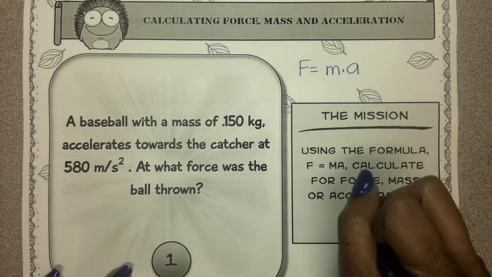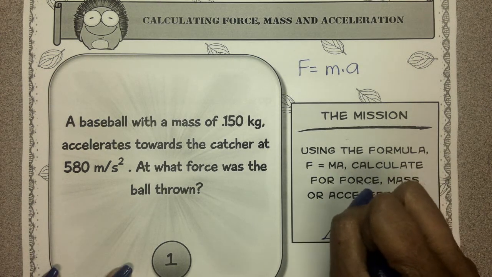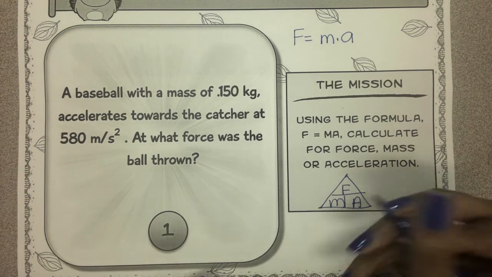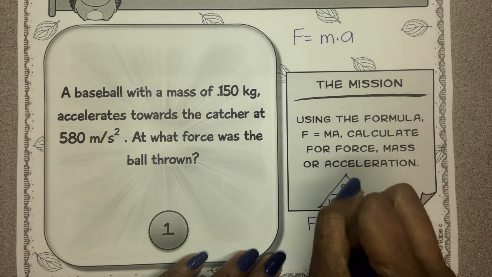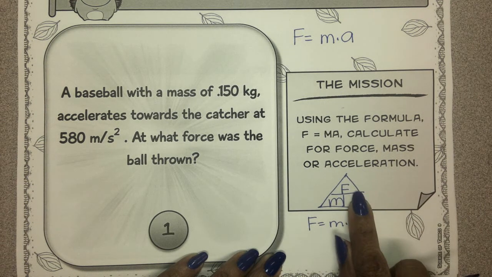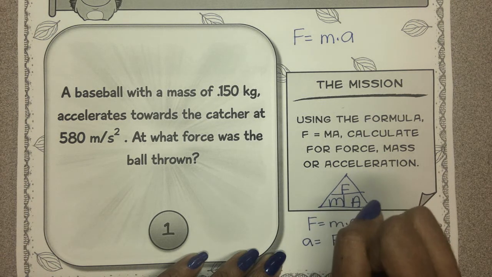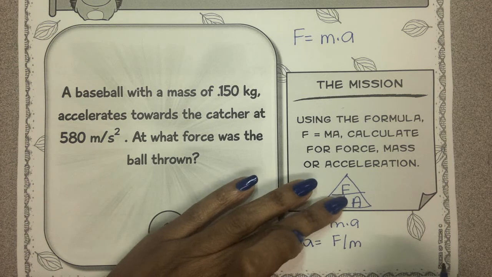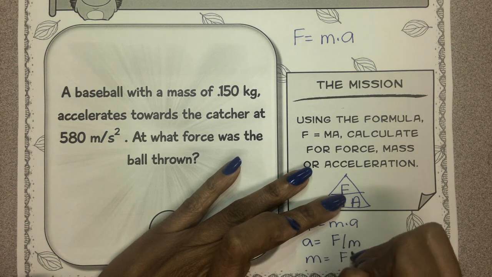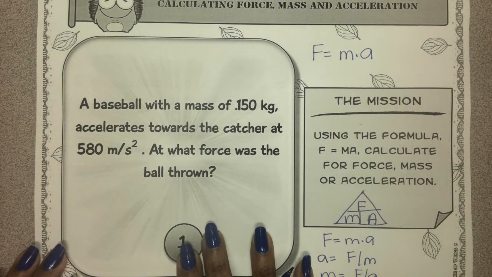So I'm going to actually draw the triangle over here. Force equals mass times acceleration. If you need acceleration, you cover up the A. Acceleration is force divided by mass. And if you're asked to solve for mass, mass is force divided by acceleration. So I'm just going to do a few of these.